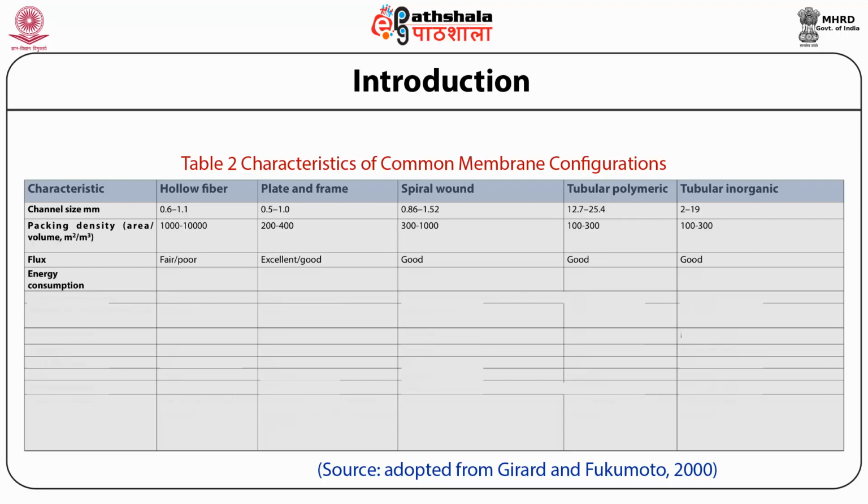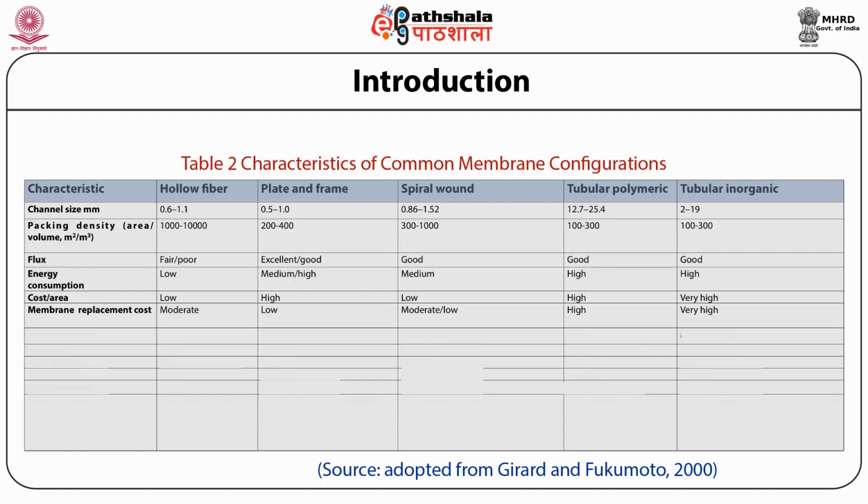Energy consumption: hollow fibers run on very low pressure. Plate and frame varies from medium to high, and for spiral wound and tubular membranes it may vary from low to high, medium or high. Cost per unit area: low for hollow fiber, high for plate and frame, low for spiral wound, and high or very high for polymeric tubular. But if we are using mineral membrane, then the cost will be very high. Membrane replacement cost: moderate in hollow fiber, low in plate and frame, low in spiral wound, and tubular having very high to very high membrane replacement cost.